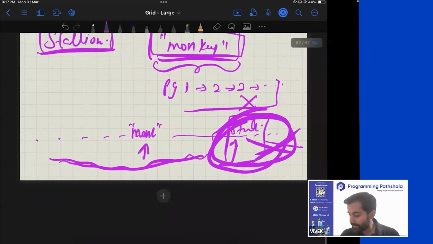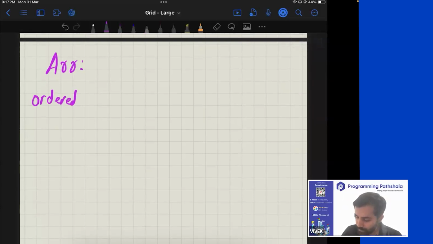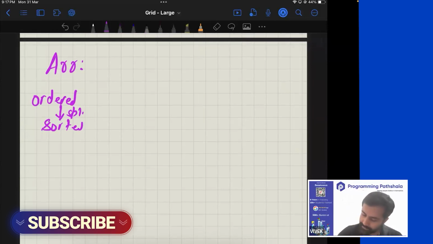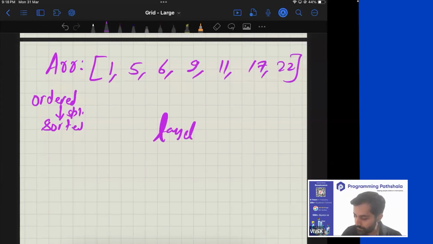Now, with this idea, binary search is created where we say that, hey, let's say we have an ordered array, and I am mindfully using the word ordered. Sorted is just a specialized version of ordered. Okay, and I'll show you some examples of it in time to come. Let's say you have an array which contains elements in sorted manner: 1, 5, 6, 9, 11, 17, 22. And let's say your target is 5. You want to search for 5.